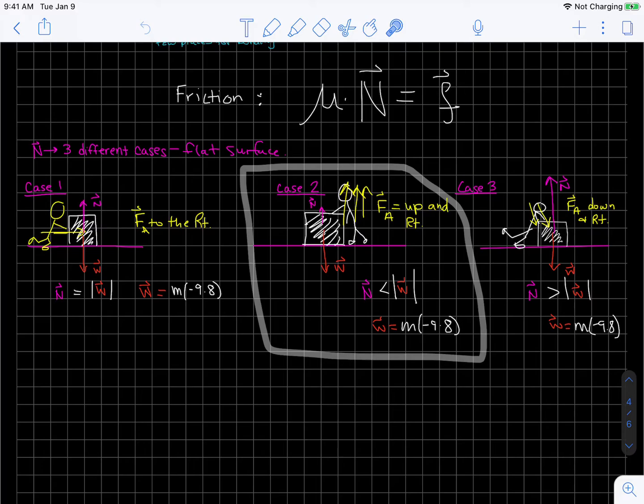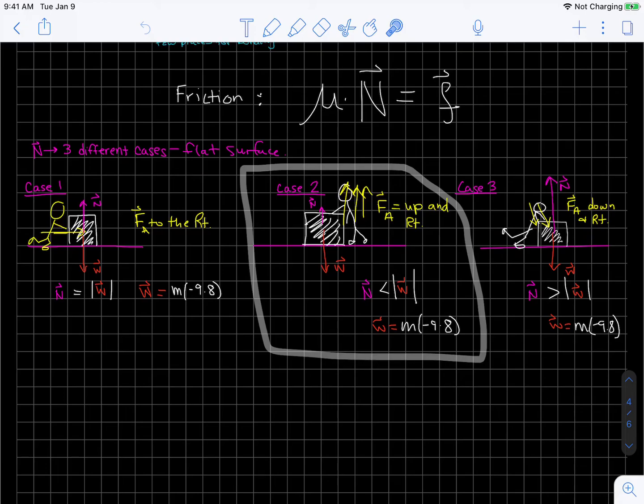And then the second case was the applied force is to the right, but it's up. And so when we lift an object up and then we start to pull it, the object still moves horizontally, but we decrease the amount of contact between the surface and the object, so our normal force is decreased, or less than the weight.